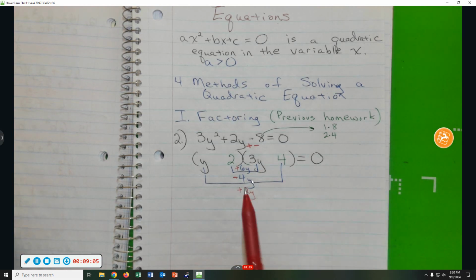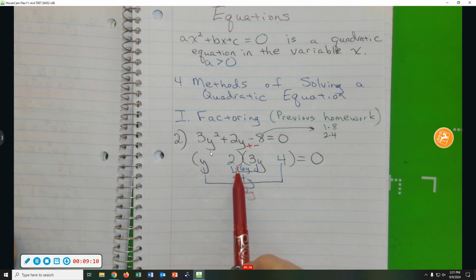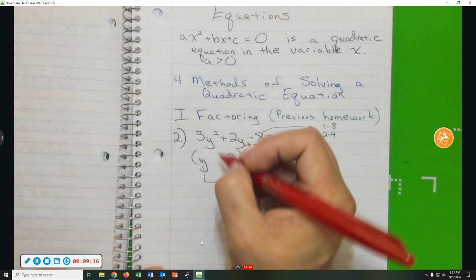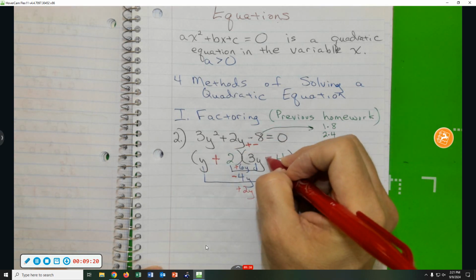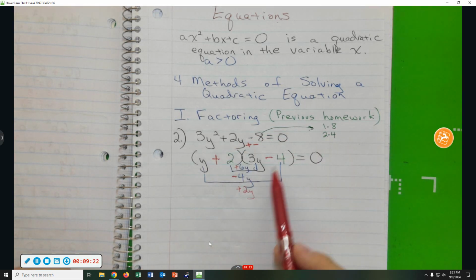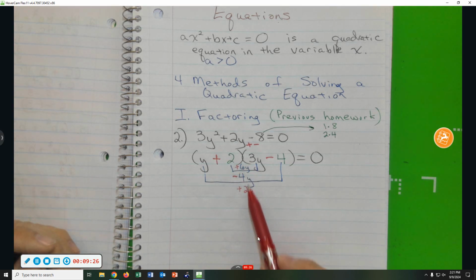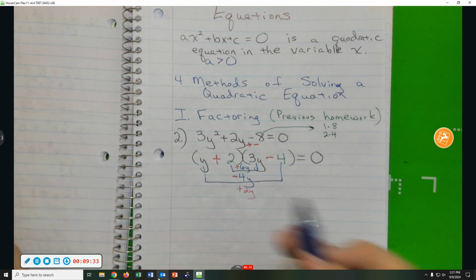So let's stop and think. What do we need to have here in front of this 2 so that we get a positive 6y? Do we need a plus here or a minus? A plus. And then we use the minus there. That gives us a minus 4y, a plus 6y. That certainly does add together, I should say subtract, to give us a positive 2y.